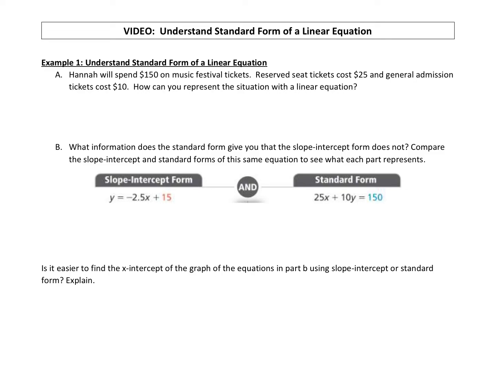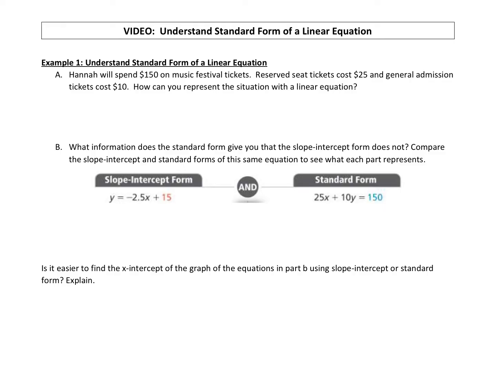Okay, we're gonna take a look at understanding standard form of a linear equation in this first example. We've got Hannah. Hannah will spend $150 on music festival tickets. Reserved seat tickets cost $25 and general admission tickets cost $10. How can you represent the situation with a linear equation?